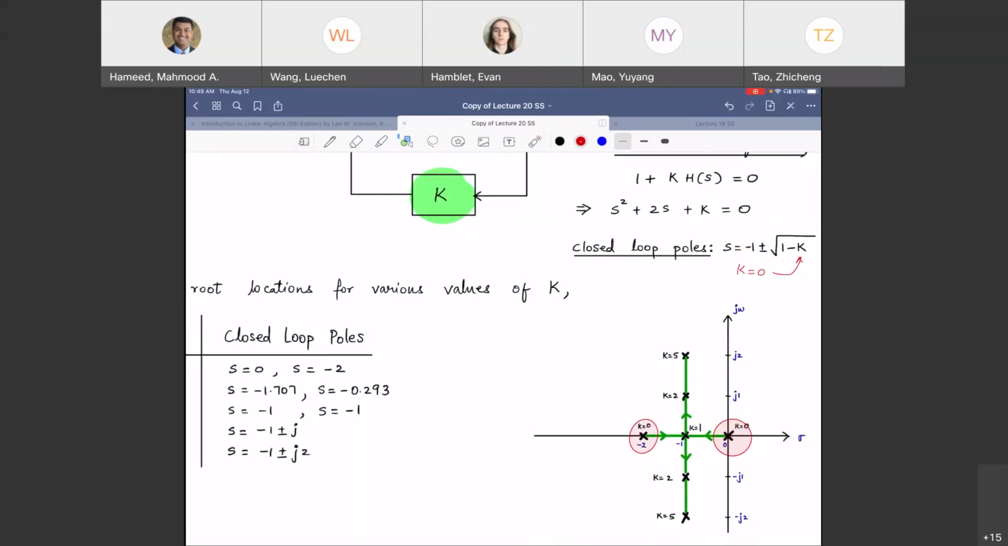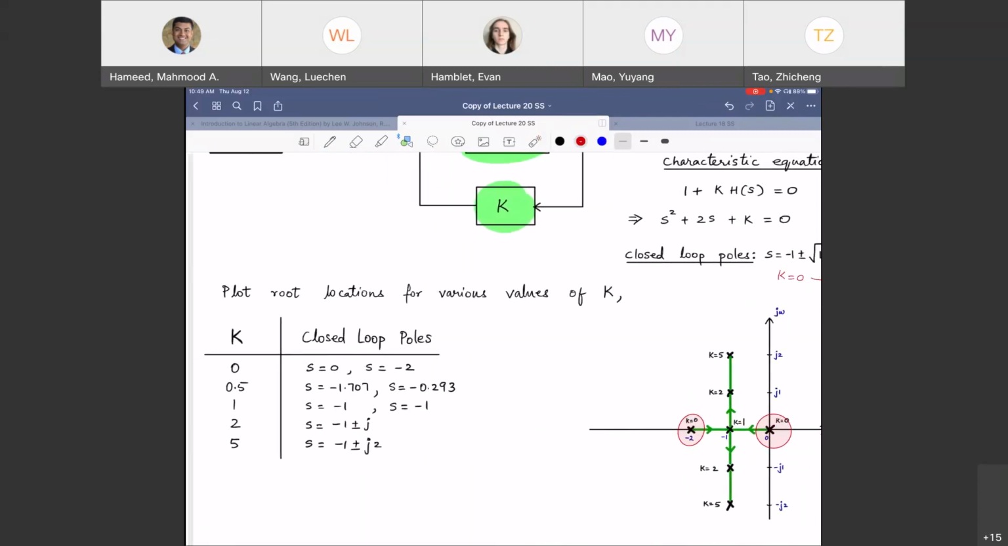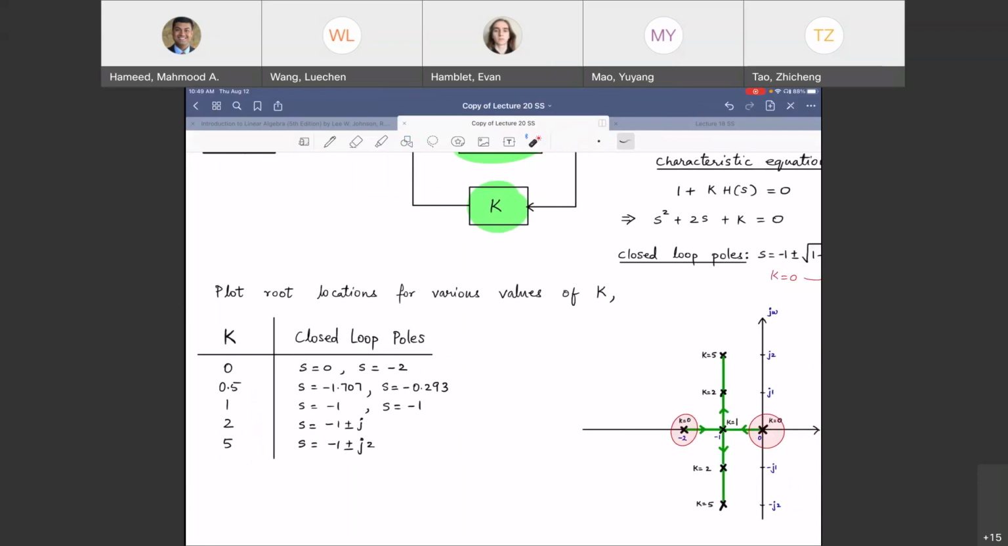As you're increasing K, what is happening to the poles? I've just written down a few values here. When K is 0.5, the poles move there. At K equals 1, they both are coincident at negative 1. When K is 2, they become complex conjugates of each other. And when K is 5, the poles are actually traveling up, but both are complex conjugates of each other.